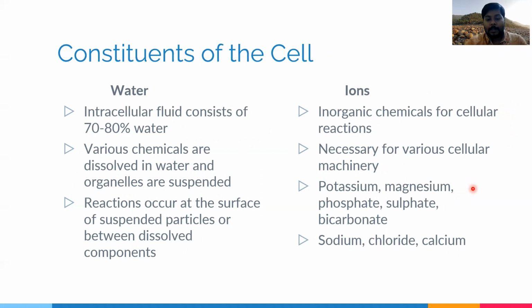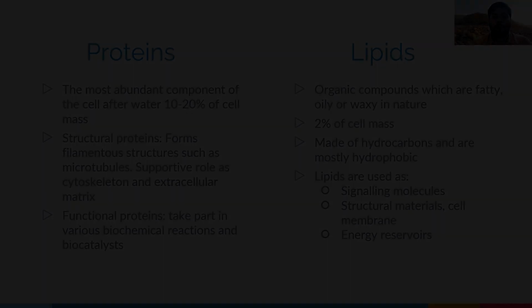So the ions are divided into two major parts: the ions which are present in high concentration in the intracellular fluid and the ions which are present in low concentration. Ions present in high concentration in the intracellular fluid include potassium, magnesium, phosphate, sulfate, and bicarbonate ion. Sodium, chloride, and calcium ions are present in low concentration in the intracellular fluid.